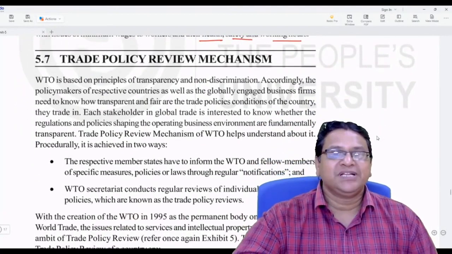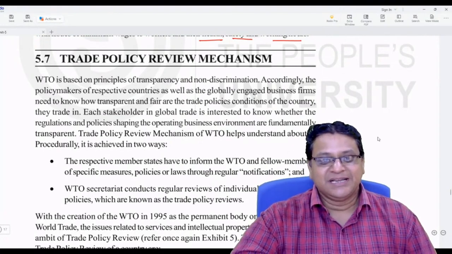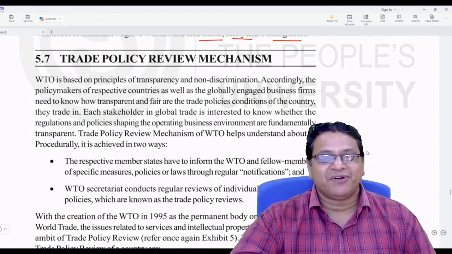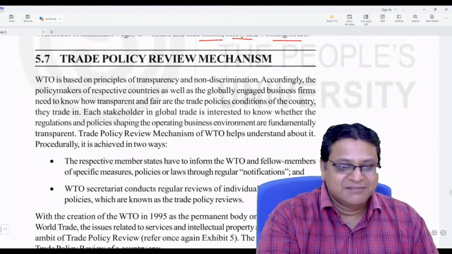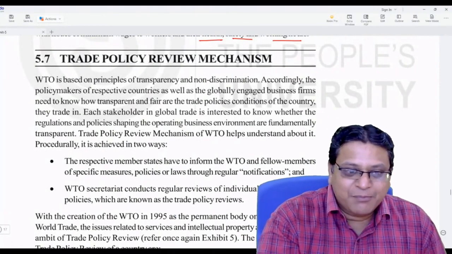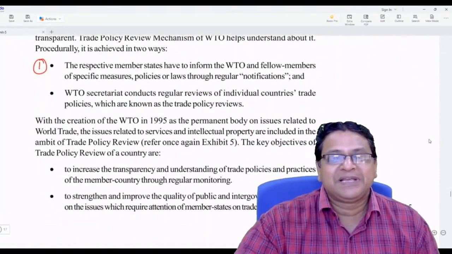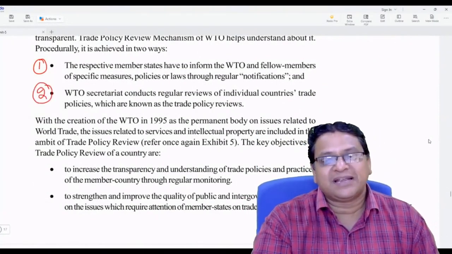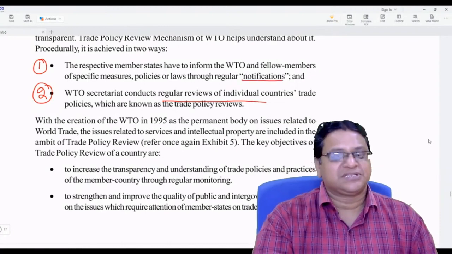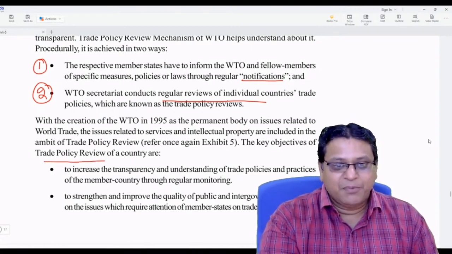Next one is trade policy review. I have told that there is a committee known as the Trade Policy Review Committee within the WTO, and it reviews the trade policies of different countries. The main motive of reviewing trade policy is to check whether the member countries are following the rules and regulations framed under WTO through notification, and whether the countries make regular reviews of their rules and regulations. So trade policy review is made for a country.